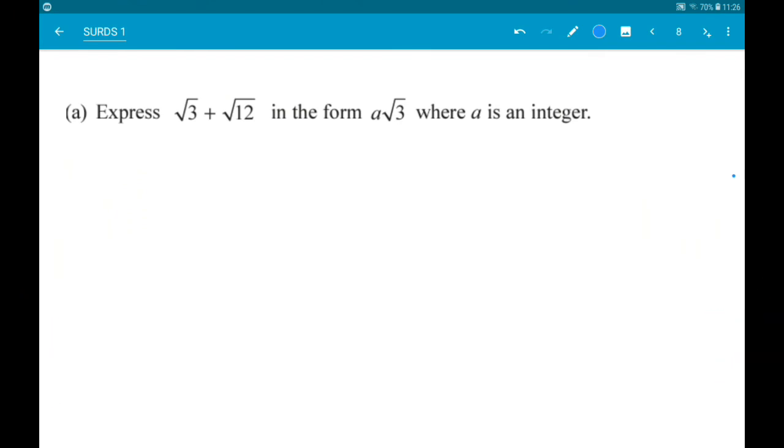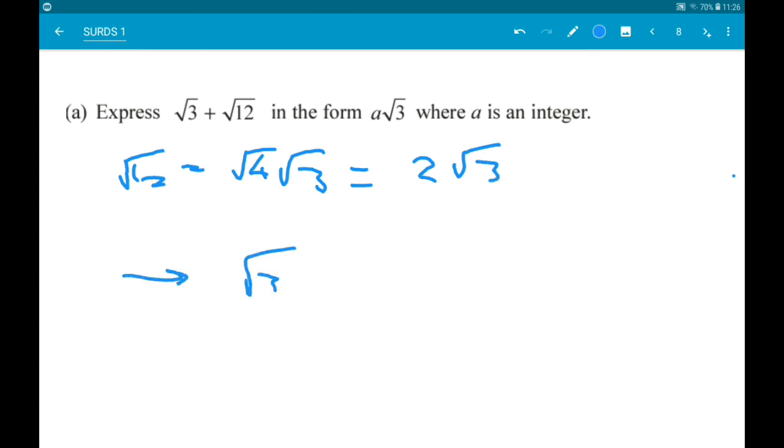Final page, part A, express root 3 add root 12 in the form A root 3, where A is an integer. So we need to simplify root 12. So root 12 is root 4 root 3, which is 2 root 3. So we have root 3 add 2 root 3, which is 3 root 3.